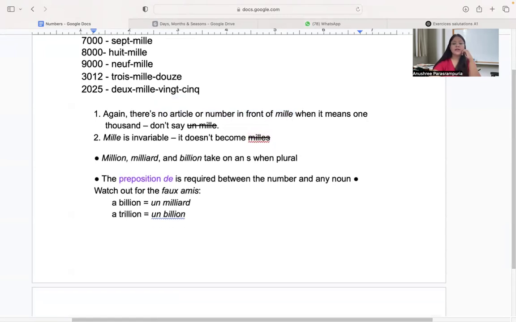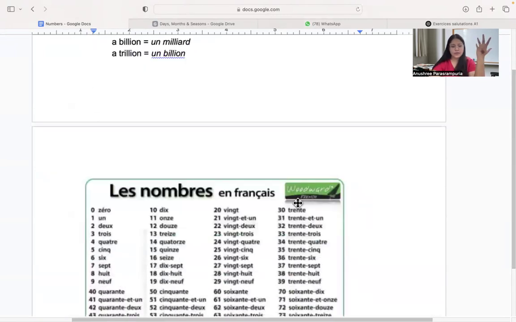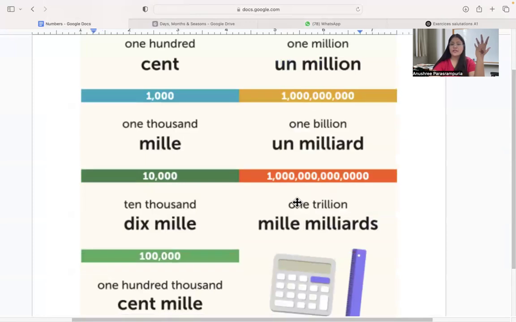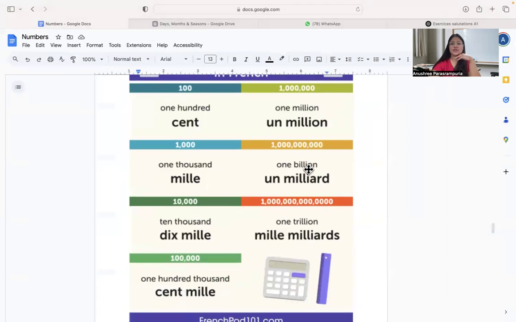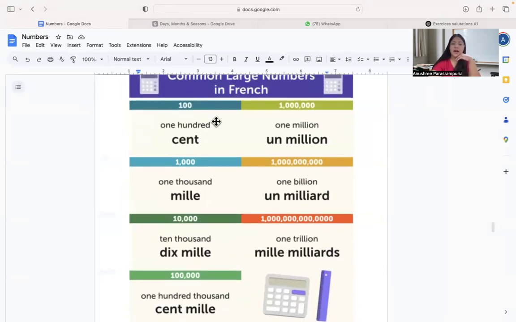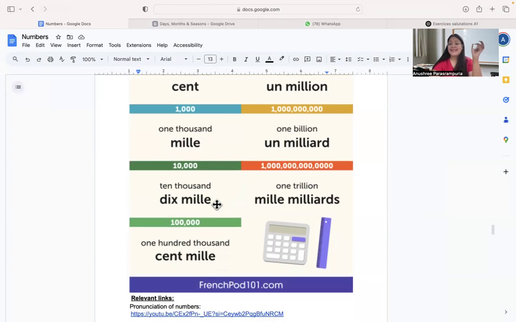Now, to understand our higher numbers, I'm going to take you to this particular picture. Please repeat after me, répétez après moi. Cent, mille, dix mille: dix is 10 and mille is 1,000, so dix mille.